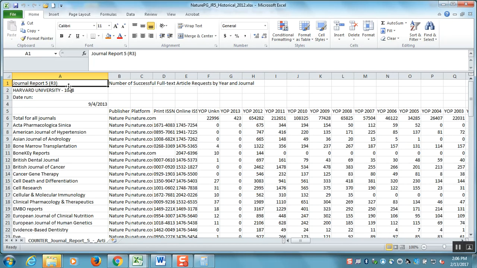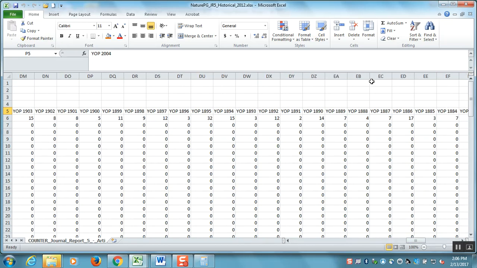Here we have another journal report. This one is called the historic one. It's recent. Not all vendors have implemented it. And this allows us to look at searching over time. So you can see these are the years. Year for 2014, etc. And then we go back.